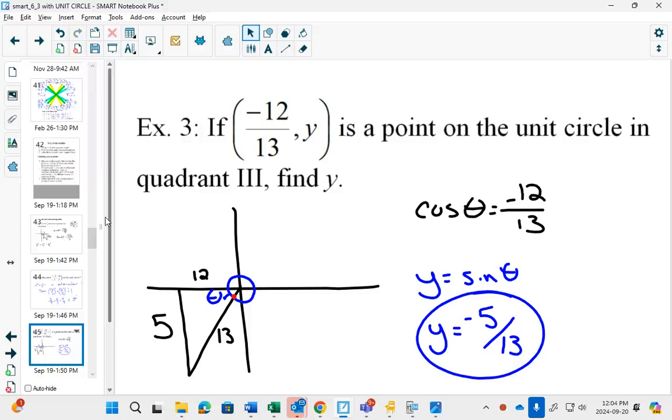Okay? You could also do a squared plus b squared or sine squared plus cos squared equals 1. But then you're dealing with fractions. The triangle lets you use whole numbers and then just write your answer as fractions in the end.